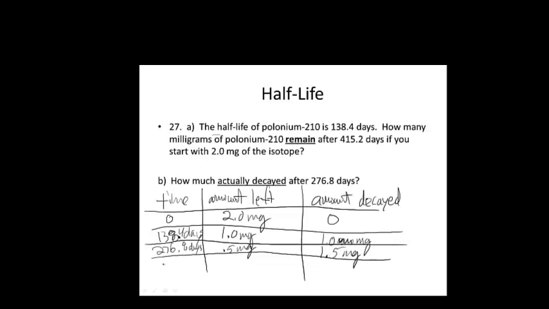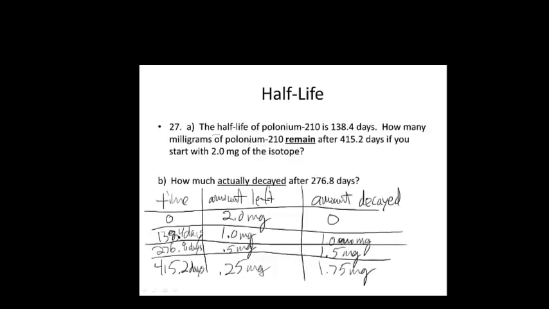Alright, add 138.4 again, the half-life. You get 415.2 days. And if you read our question, that's how much we're going for here. We got to half this again, so it's 0.25 milligrams. Add that to the previous amount, you get 1.75 milligrams. So we finished our chart.